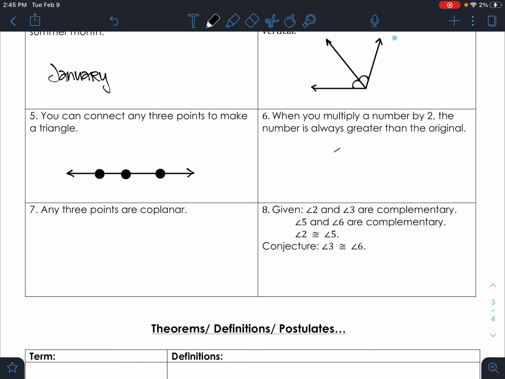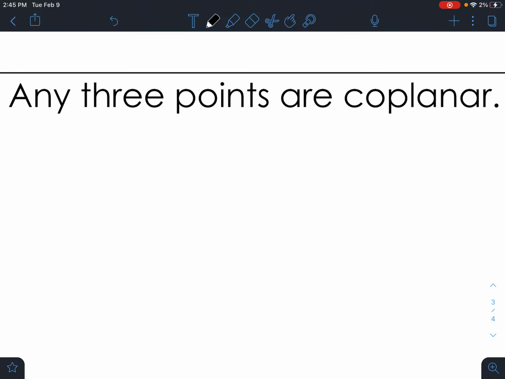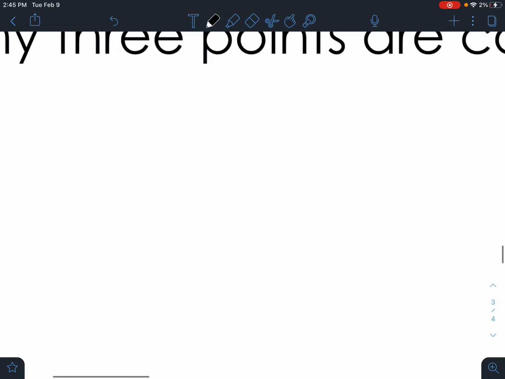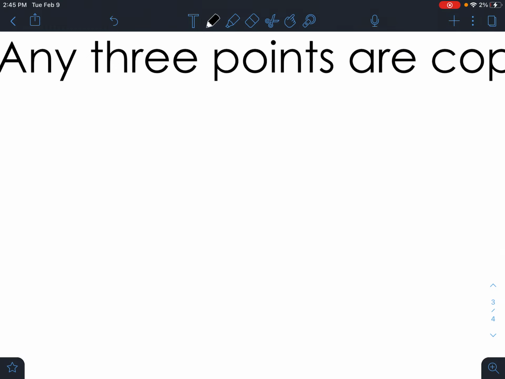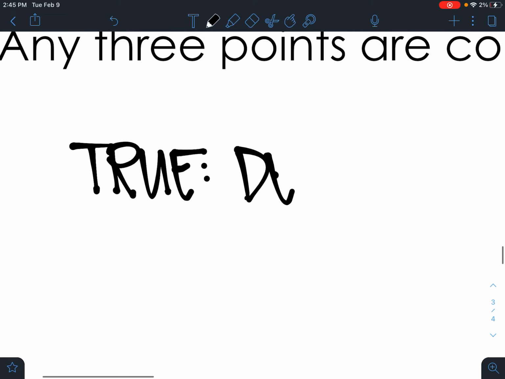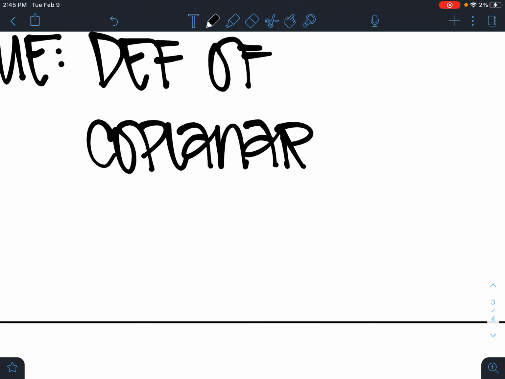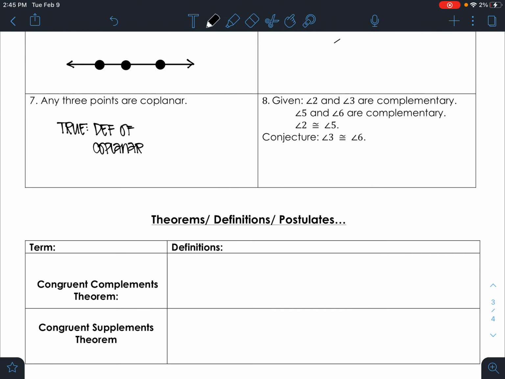The last one that I want to go over is number 7. Any 3 points are coplanar. Can you draw 3 points that are not coplanar? The answer to this is no. You can't. So this is actually a true statement. And we know it's a true statement because of the definition of coplanar. The definition of coplanar points is that any 3 points are coplanar, so that has to be true.